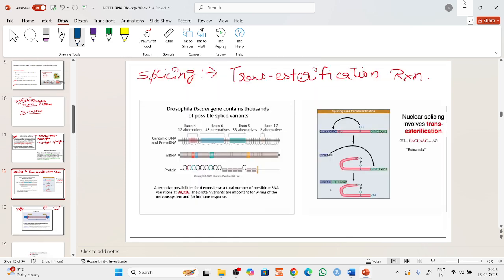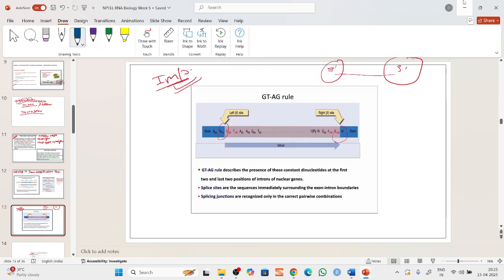Then splicing requires two transesterification reactions. This we have also studied in our previous classes. Here also we are studying that two subsequent transesterification reactions are required in splicing. Then we have studied the GT-AG rule. What is the GT-AG rule? At the start of the intron has to be GT and the end of the intron has to be AG. This is your GT-AG rule.